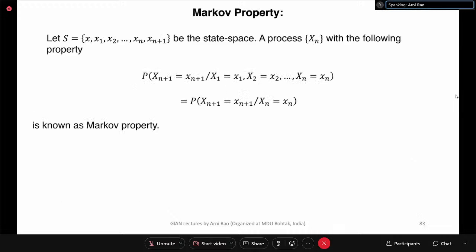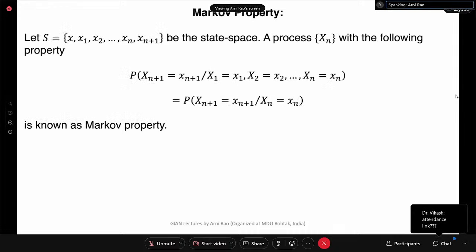Let us define the Markov property. Let S equal the state space. So the state space is given, which is why I use the smaller notation x. Like i, j, which you saw yesterday, now we have x, x1, x2. They are all states within the state space. S is a state space, and these are all states.